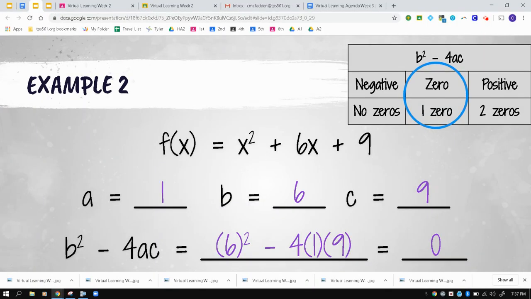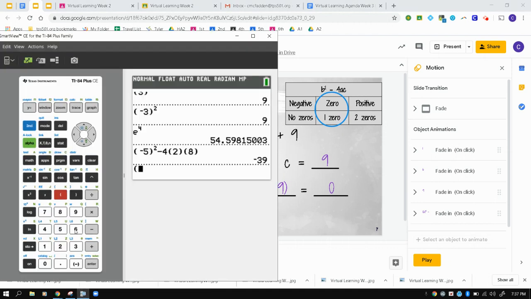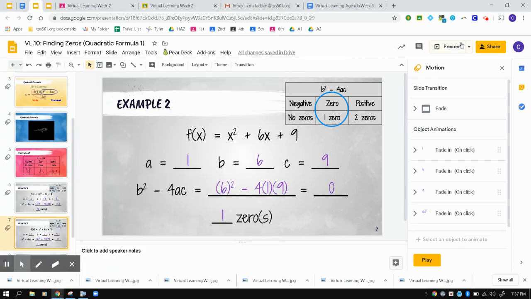Okay. I'm going to show you how that works in the calculator. Parentheses 6 squared after the parentheses minus 4 parentheses 1 parentheses 9 is 0. There you go.